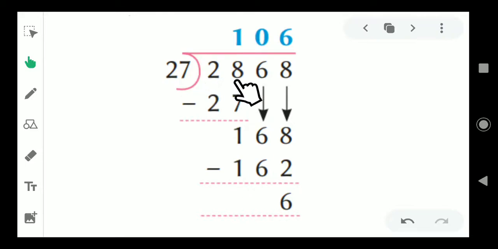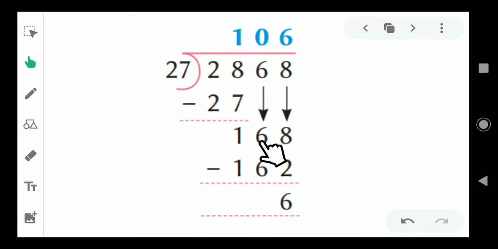Here 28. In 28, how many 27s are there? Only 1. 1 into 27. Here I wrote 27. After that, we want to subtract. 8 minus 7 is 1. 2 minus 2 is 0. In 1, how many 27s? There is no 27. So we should take down the next digit.